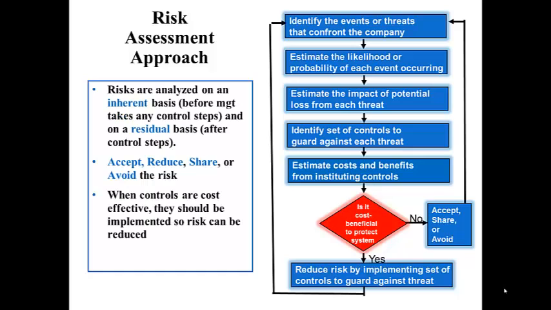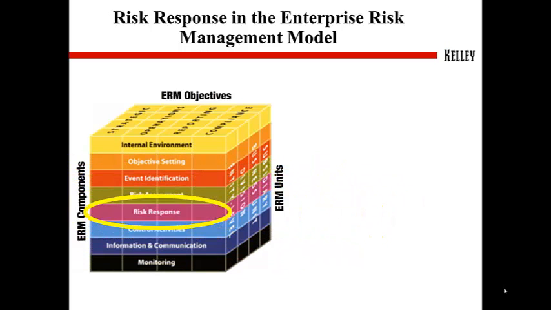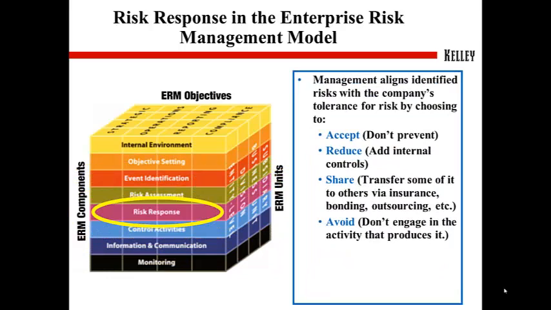Do they accept, reduce, share, or avoid the risk? By accepting, that means that they're going to do nothing to prevent the event from occurring. By reducing the risk, they're going to add an internal control.